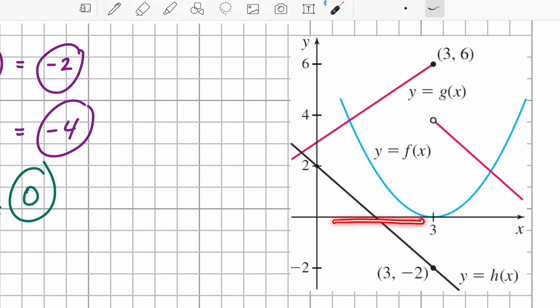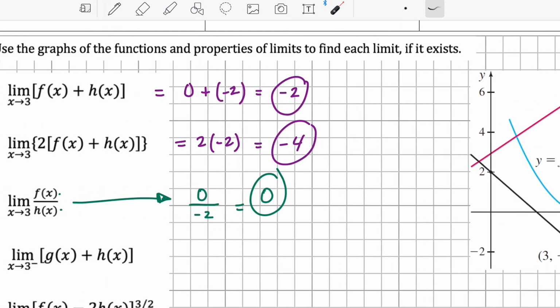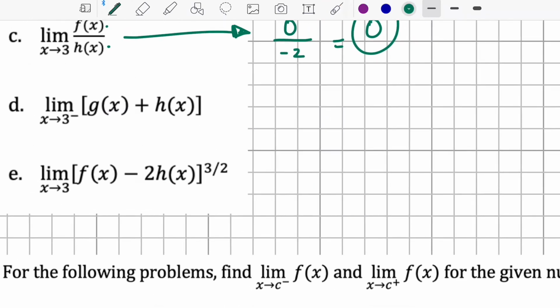Now, as we approach 3 from the left, let's follow our h of x. Notice what it's doing. It is approaching negative 2. It doesn't mean that it's equal. It's just approaching. So we said 6 and negative 2. So let's go back. We're going to add them because that's what it says to do. So again, the limit as x approaches 3 from the left of g of x was, we said 6, plus the limit of h of x was negative 2. So 6 plus a negative 2, that gives me 4. Easy.